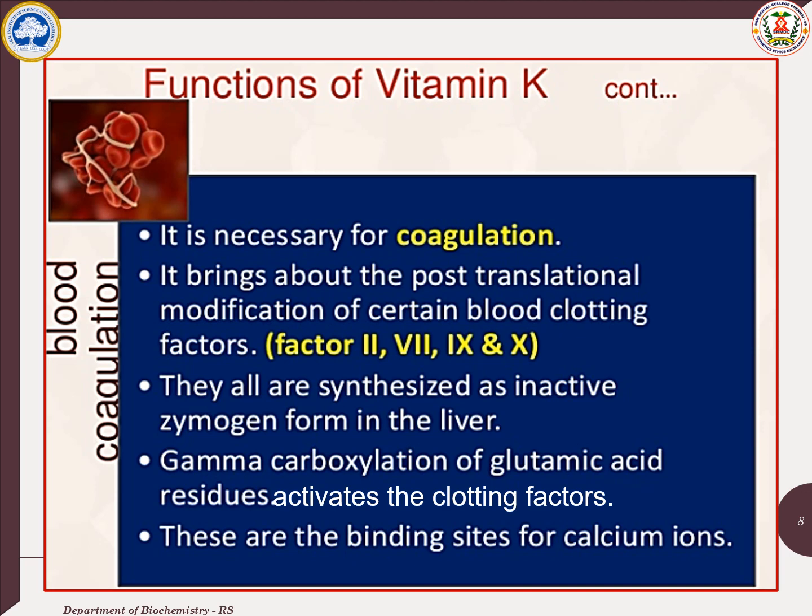The explanation is shown in the next slide. Vitamin K plays an important role in the activation of the clotting factors. Once the clotting factor is activated, the coagulation function can take place by binding with calcium ions.